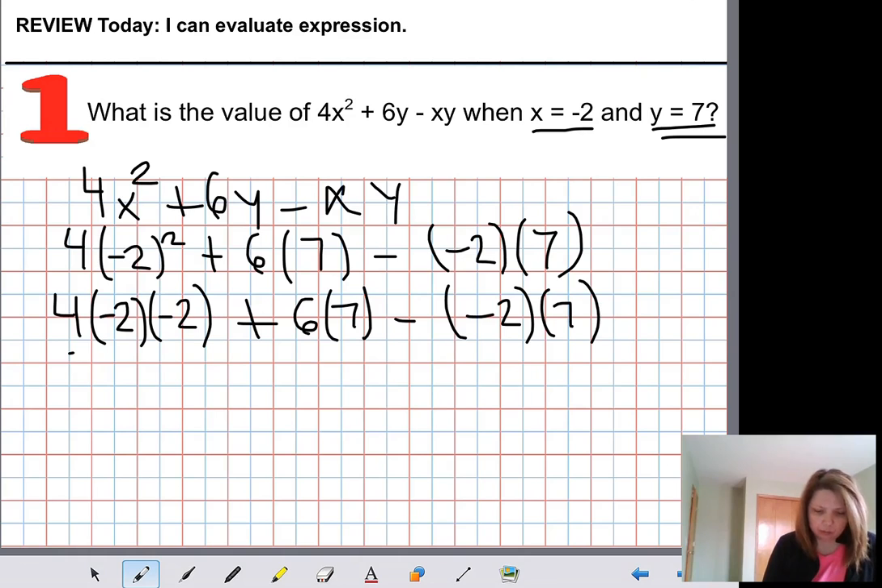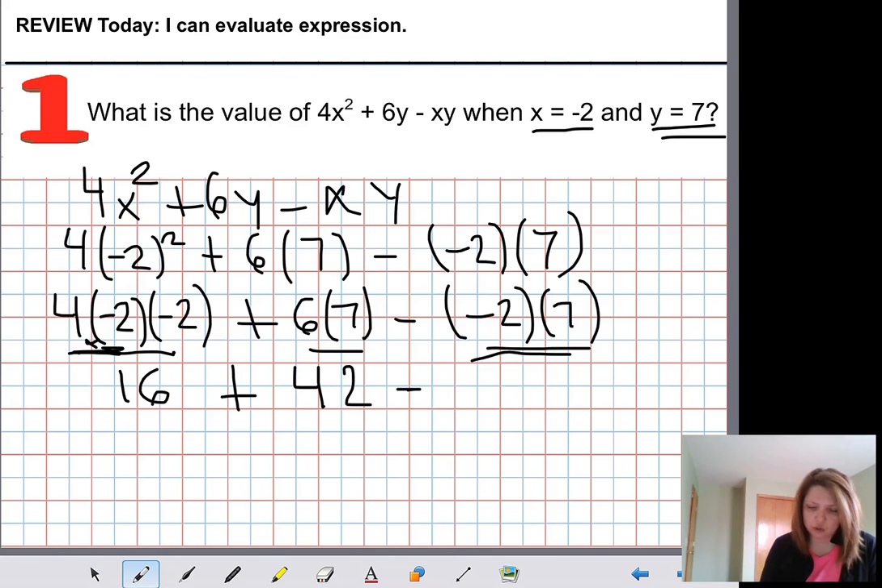Alright, so we have a multiplication here, multiplication here, multiplication here. We gotta get all those answers before we add or subtract. So 4 times -2. If we multiply those two first, we get -8 times -2. This whole thing is positive 16, plus 6 times 7 is 42, minus, what is now -2 times 7? Well, -2 times 7 is -14.